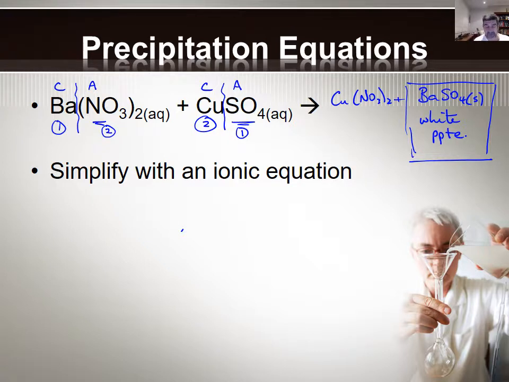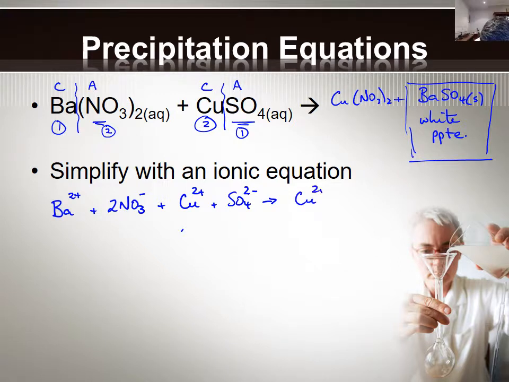In the example that we've just looked at, we can start to split up the ions into barium ions, nitrate ions, copper ions, and sulfate ions. When we do this, we can also identify what's going on the other side. We still have copper ions here, we still have nitrate ions here, but now we have formed barium sulfate as a solid, as a precipitate.